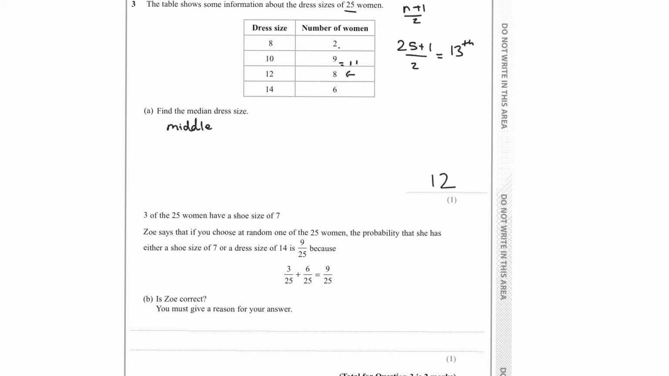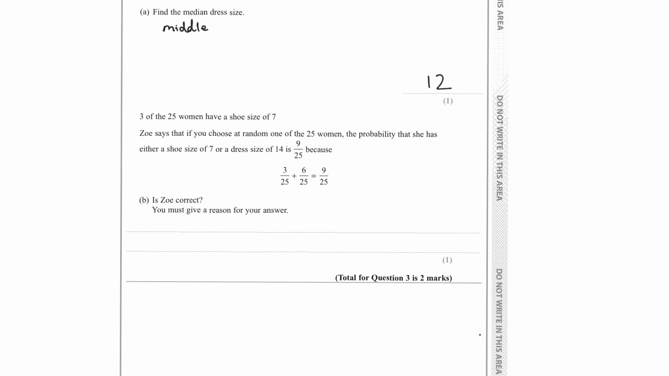So therefore, that is our median. And then having a look at part B, it says 3 out of 25 women have a shoe size of 7. And it says, Zoe says that if you choose at random out of the 25, the probability that she has a shoe size of either 7 or a dress size of 14 is 9 over 25.